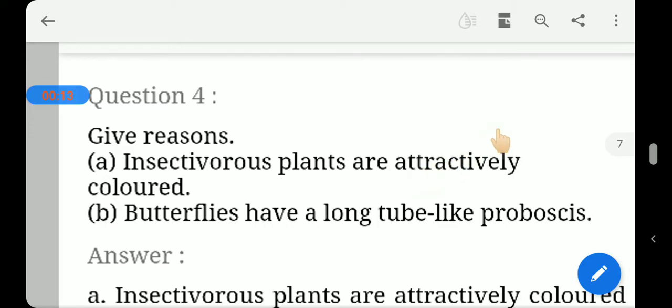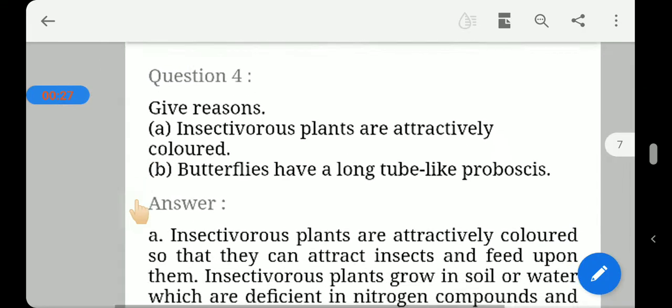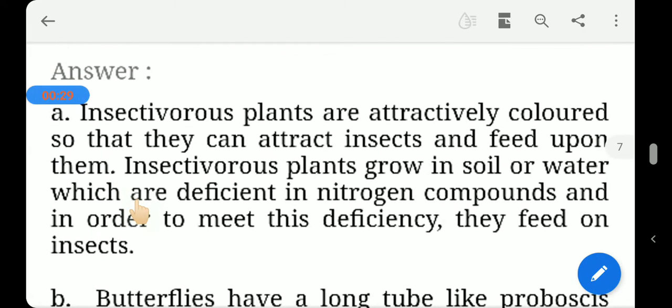From that, we are discussing the exercise and we have reached till the question number 4. Question number 4 is give reason. Very first, we have insectivorous plants are attractively colored. Answer for this is insectivorous plants are attractively colored so that they can attract insects and feed upon them.